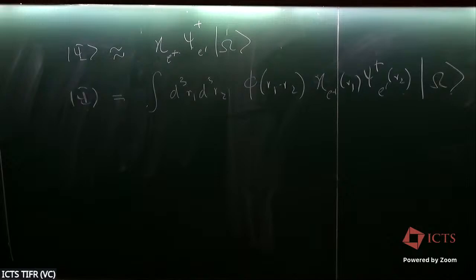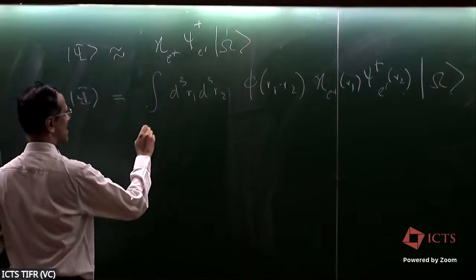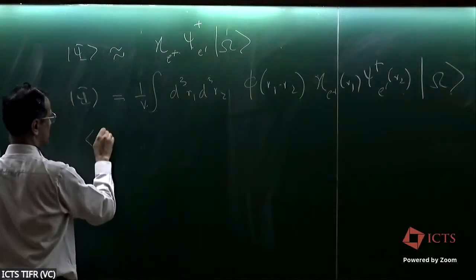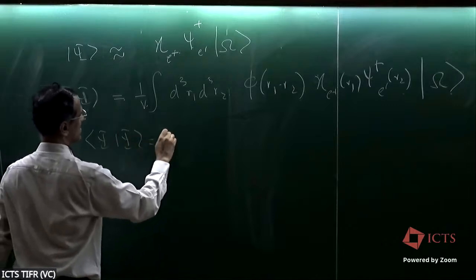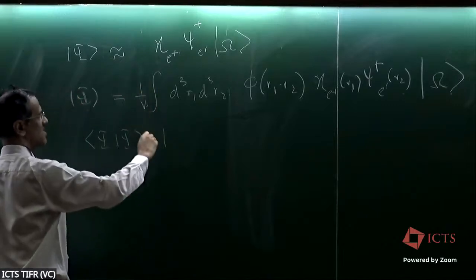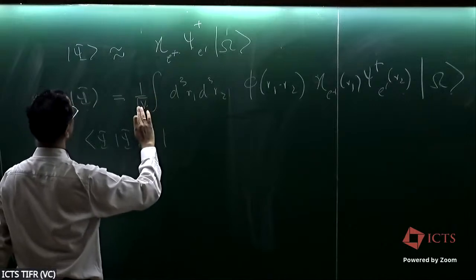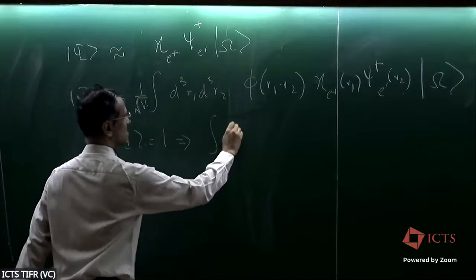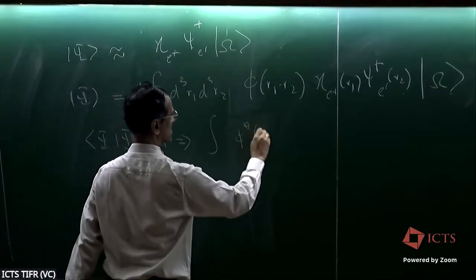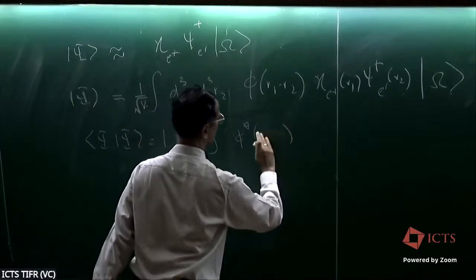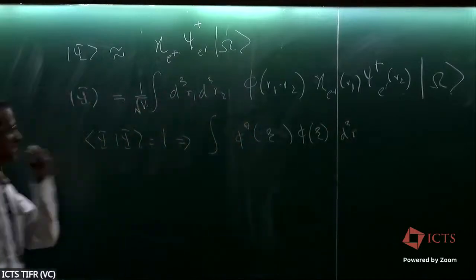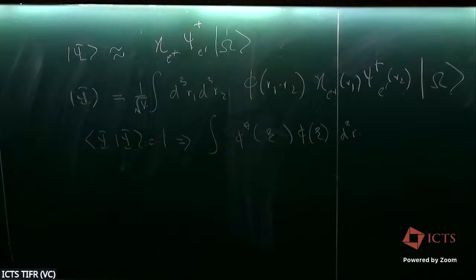Okay, and if you want to normalize it, if you want the state norm equal to 1, there's a volume factor. So this implies that the integral of the wave function squared is 1. This is just a standard hydrogen-like wave function, which is normalized to 1.